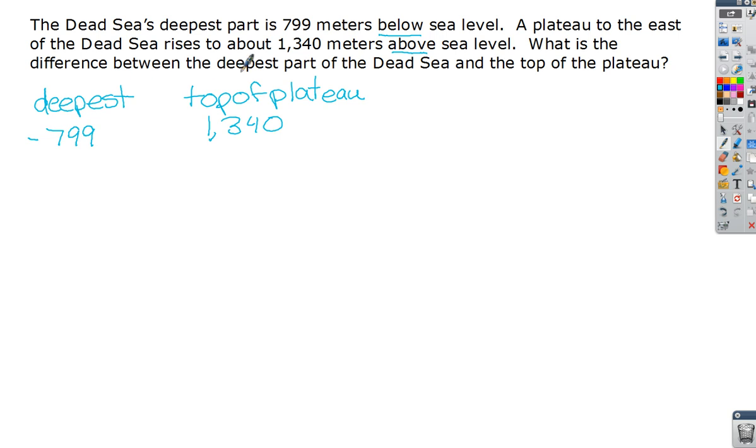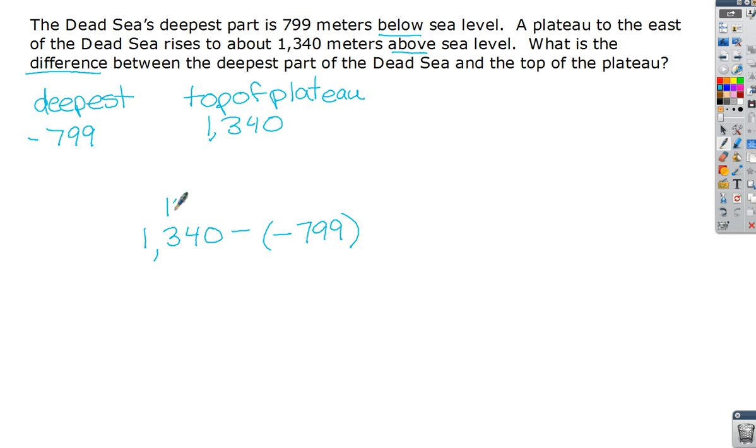What is the difference between the deepest part of the Dead Sea and the top of the plateau? So the difference means subtraction. So we'll be subtracting these two numbers. So when we subtract, we always start with our biggest number. So we have 1,340 minus the deepest part, -799. Now remember, whenever you are subtracting by a negative number, it's like adding a positive.